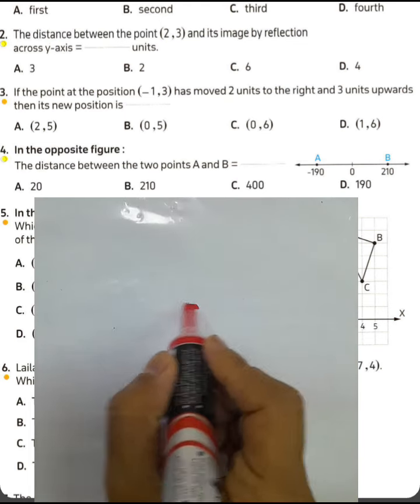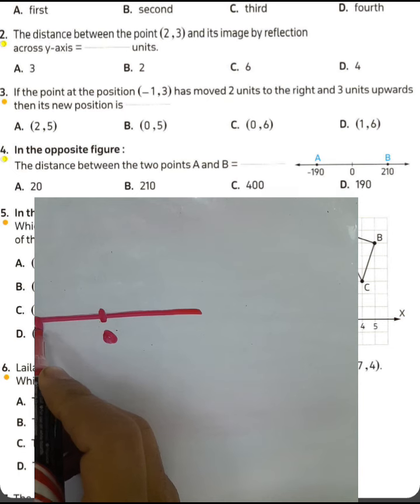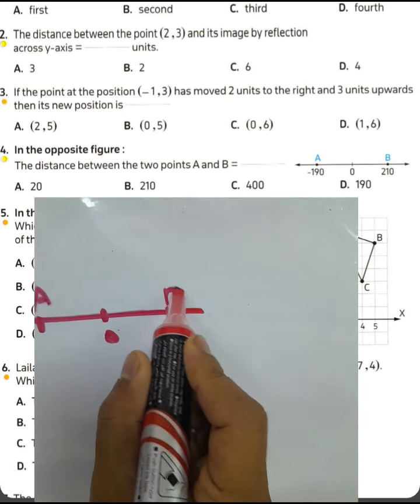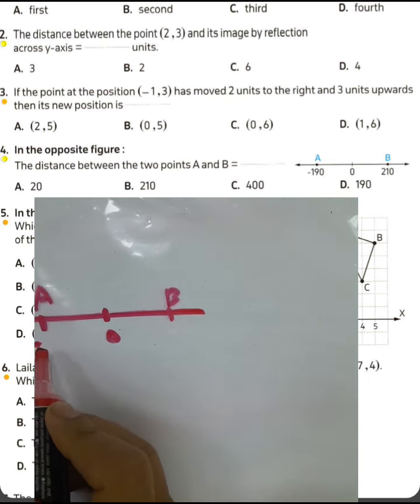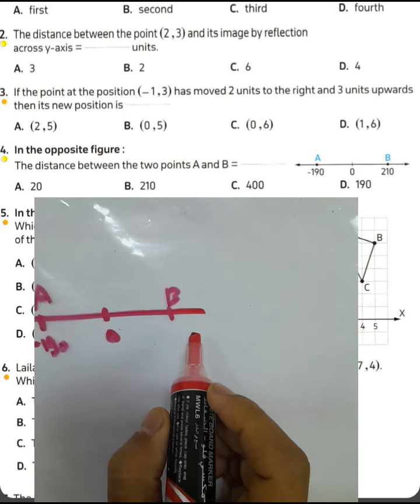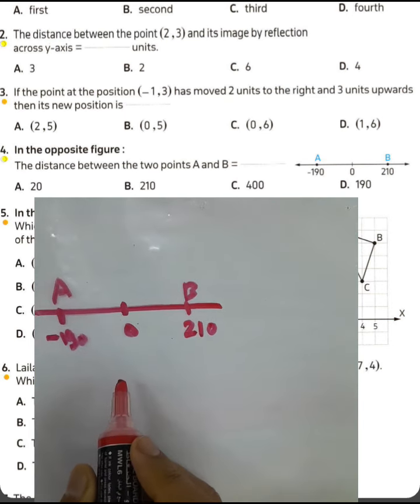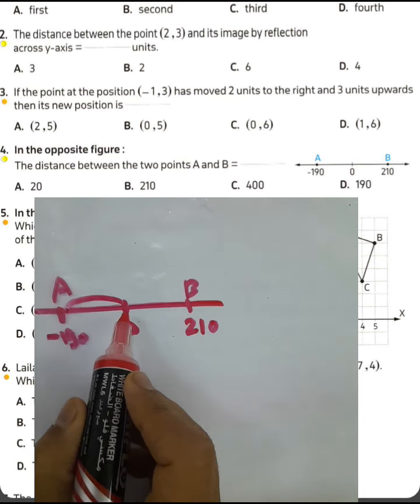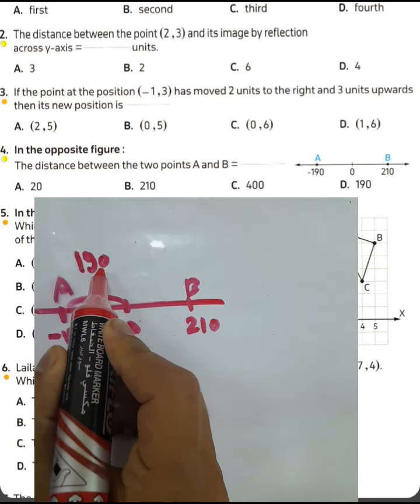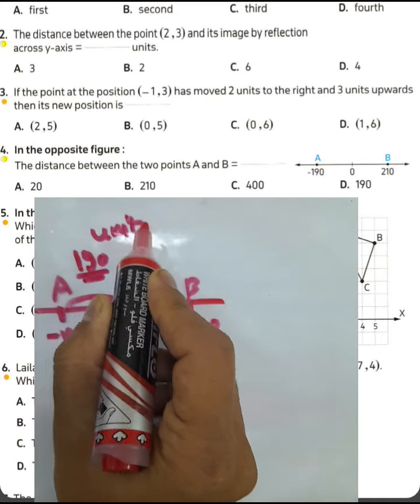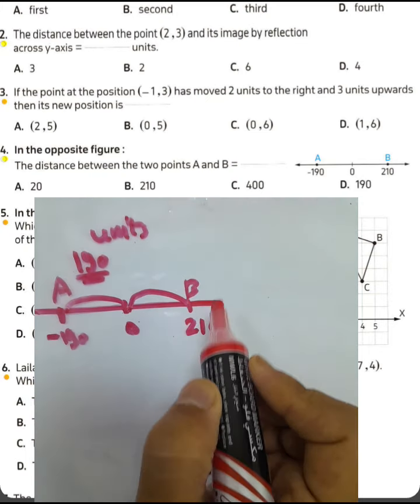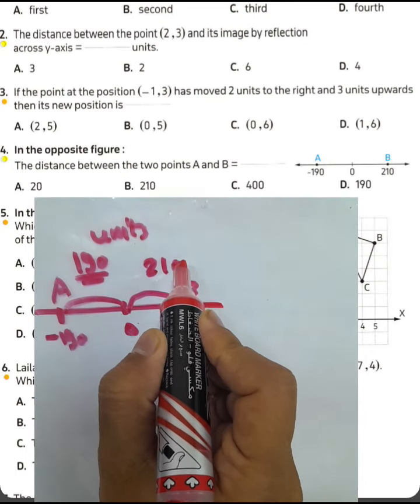Next question, number 4. In the opposite figure, the distance between the two points A and B equals what? Okay, we have 0, and here points A and B. A was -190 and B was 210. You can count the distance between 0 and A was 190 units. And the distance between 0 and B, it will be 210 units.